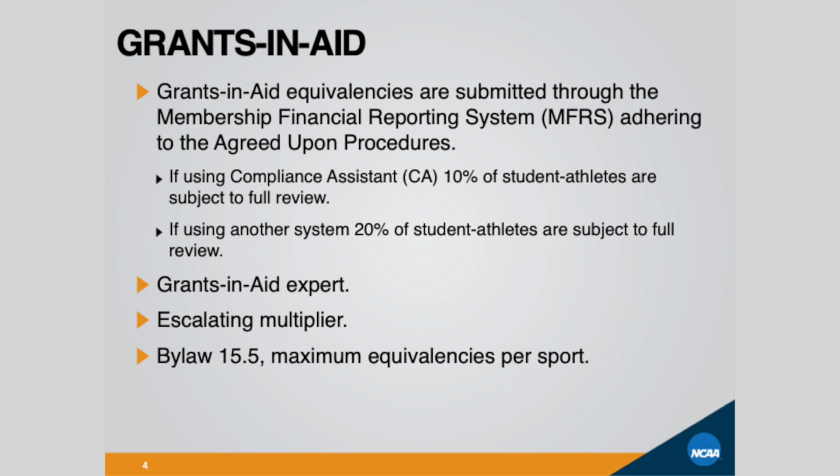Please ensure that your Grants and Aid or athletic equivalency expert reviews the data prior to submitting through the Membership Financial Reporting System. Grants and Aid revenue distribution is calculated using an escalating multiplier to create a point value. Therefore, the more grants and aid you provide, the more funds you will receive. Please reference the bylaw pertaining to maximum equivalencies. The NCAA will not pay over the maximum equivalencies unless the student-athlete has exhausted eligibility or is medical.